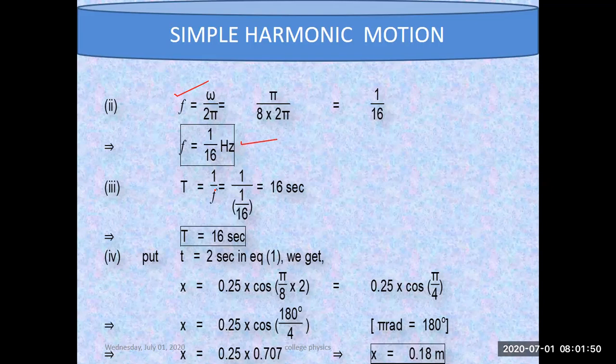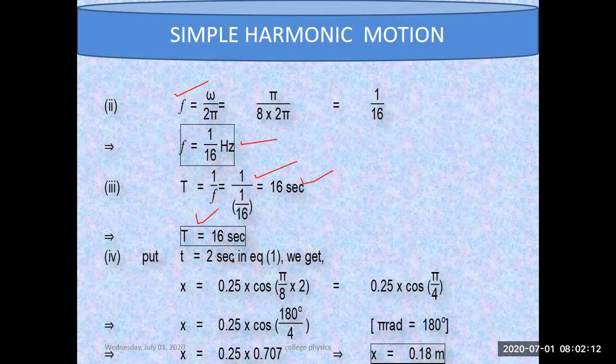And time period is the inverse of the frequency. Take the inverse of 1 over 16, it is 16 second time period. Simply, if you calculate the frequency, you will take the inverse of the frequency and you will be able to calculate the time period.